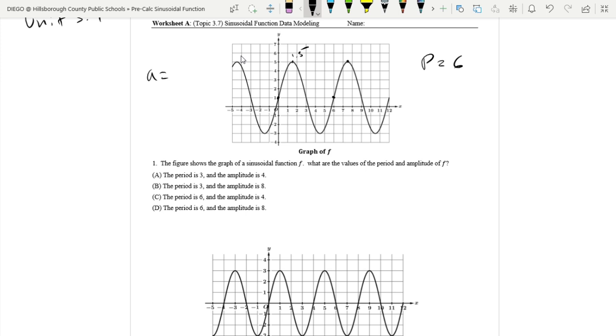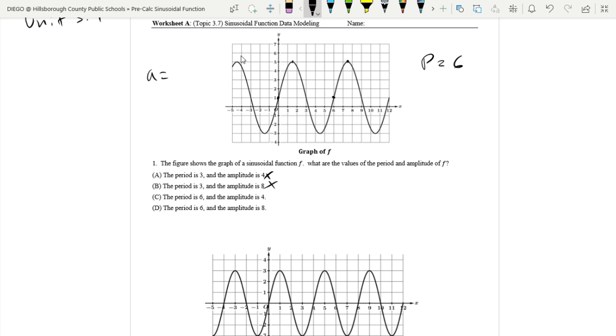So, you could do maximum to maximum, which is 1.5 to 7.5. Obviously, if you subtract this 1.5, you get 6, and that's the period, okay? So the period, let me just erase this, is going to be 6, okay? So we already know that A and B are wrong because the period is going to be 6.